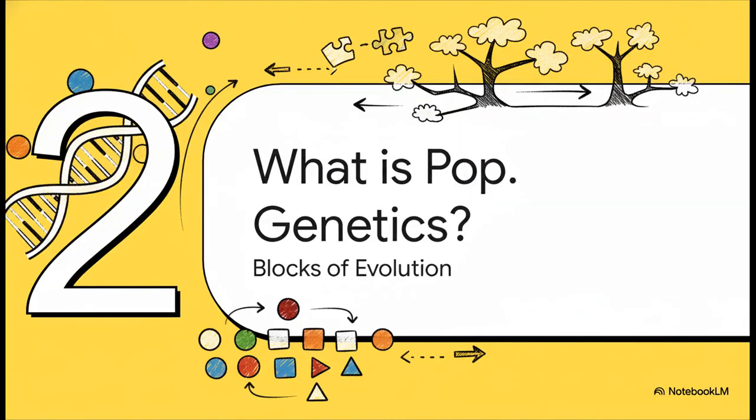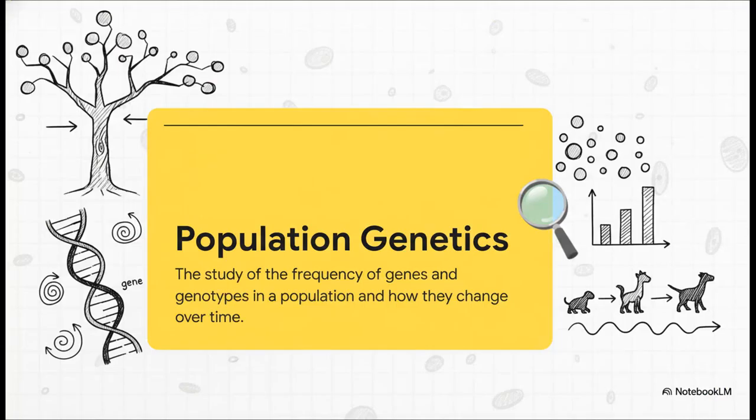Okay, so we've got the puzzle figured out. Now let's talk about the tools we use to actually solve it. This is where the science of population genetics really shines. Here's the textbook definition. Now, if you're studying for an exam, there are two phrases here you absolutely have to remember. Frequency, which just means how common something is, and change over time. That's it. Population genetics is all about measuring how the genetic recipe of a group changes from one generation to the next.